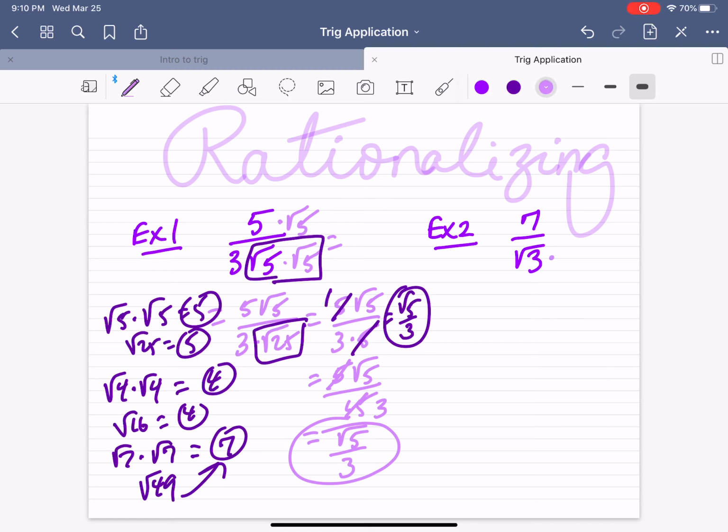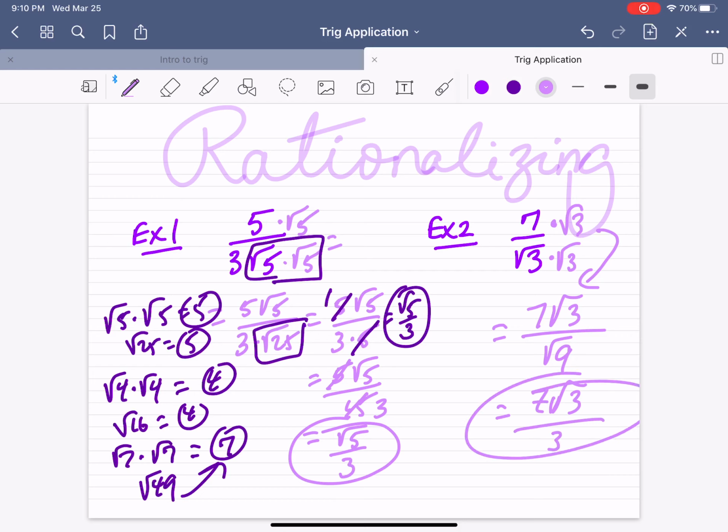Let's rationalize. So multiply numerator and denominator by square root of 3. Your numerator becomes 7 root 3. And if you do the shortcut, you know you should get 3 for the denominator. But let's not skip any steps for this problem. Square root of 3 times square root of 3 is square root of 9. And of course, that's a perfect square, and you get 3. 7 over 3 does not reduce. So that right there is our final answer.